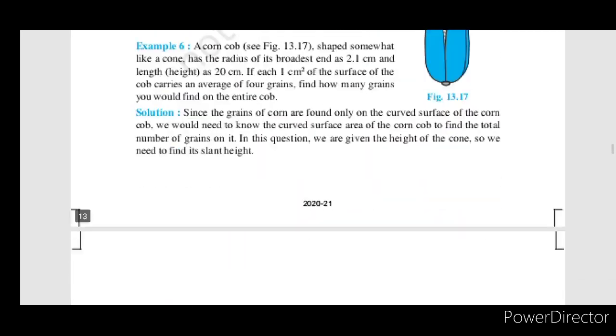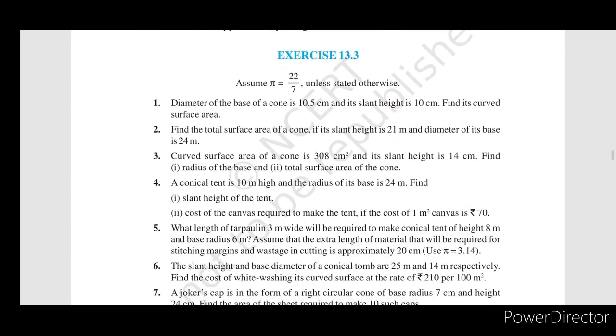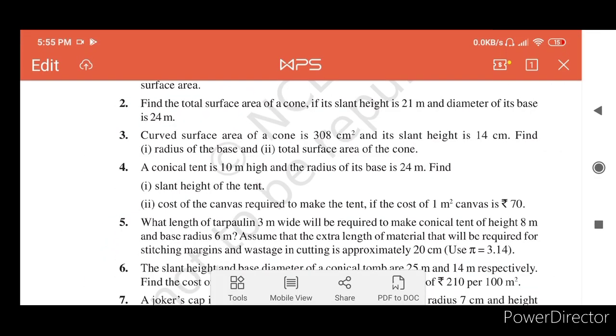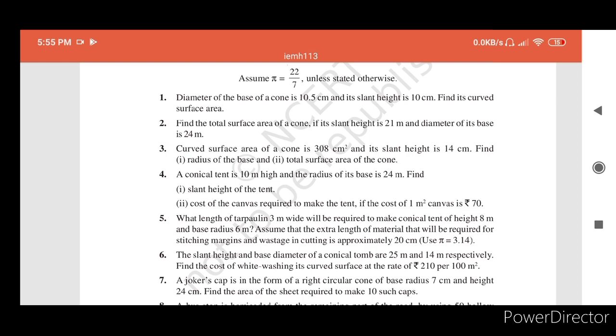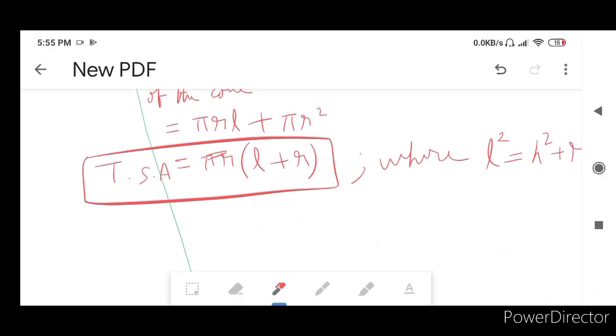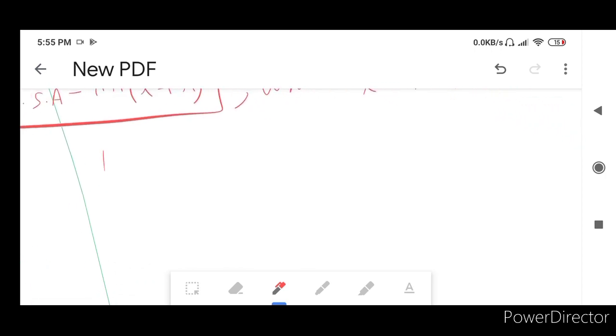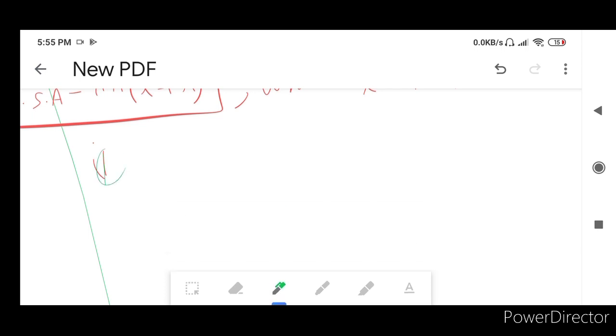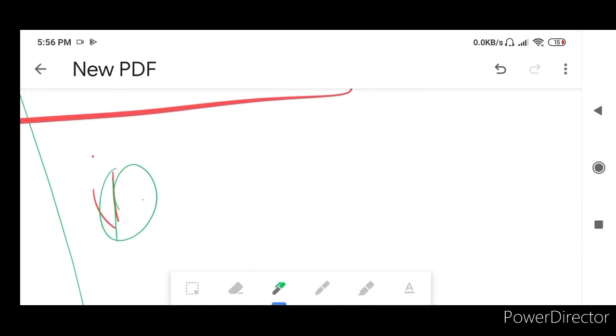Okay, so the first question says that the diameter of the base of a cone is 10.5 centimeter and its slant height is 10 centimeter. Find its curved surface area. Okay, this is the question that we are talking about. This is question number 1. Okay, so basically let us go to our sheet. Question number 1.